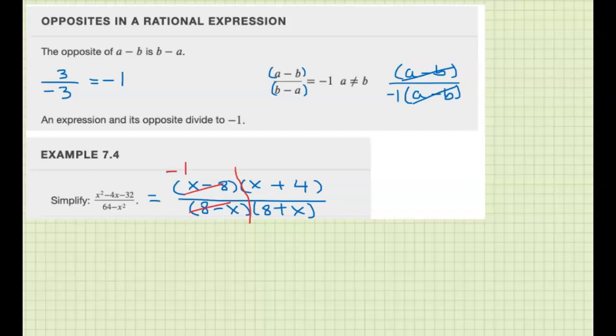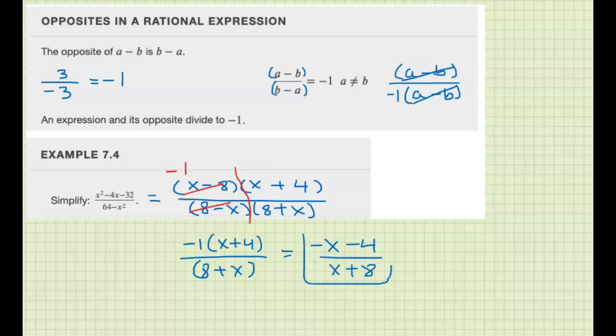Okay? So we have negative 1 times x plus 4 over 8 plus x. Right. Let's distribute that negative 1. So we have negative x minus 4. And on this one I can write it in order, x plus 8. There you go.